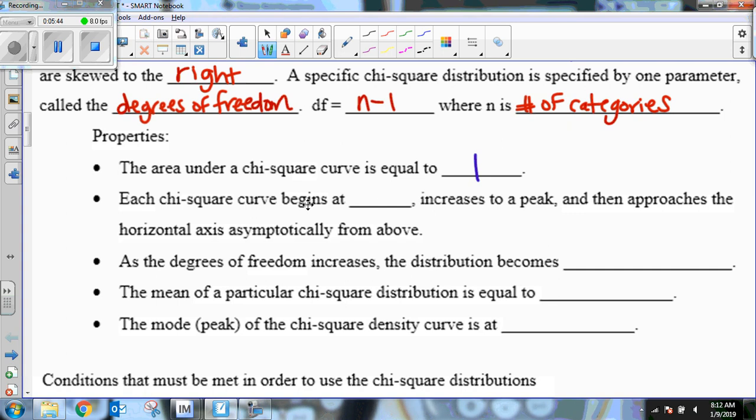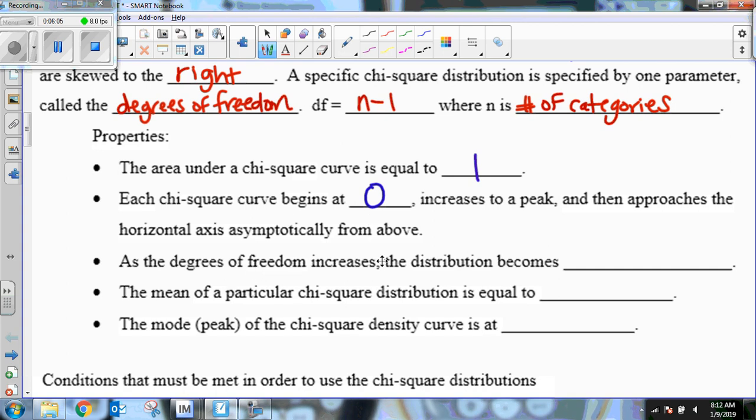Each chi-square curve begins at 0, like I mentioned above. They increase to a peak and then approach the horizontal axis asymptotically from above. They all head upwards and then come down and then get closer and closer and closer to that x-axis, but never actually cross it. That's the asymptotically that it's talking about.